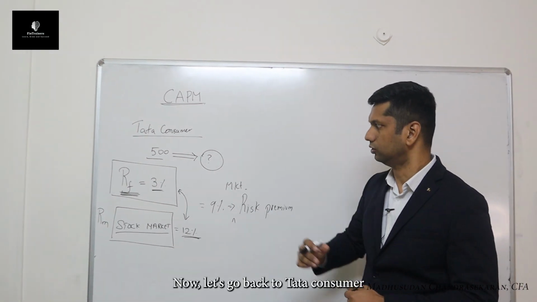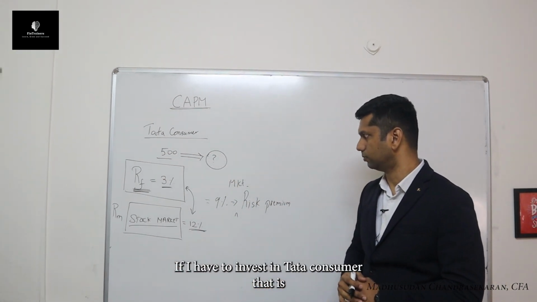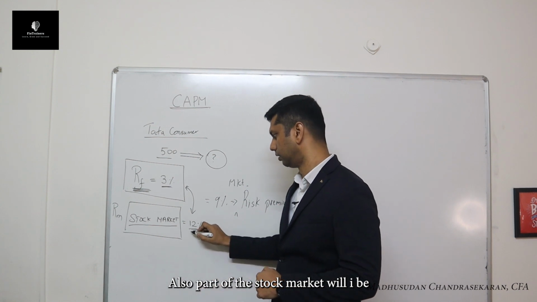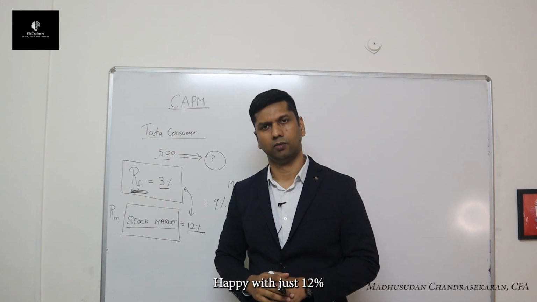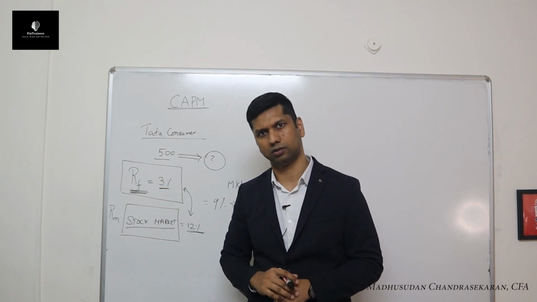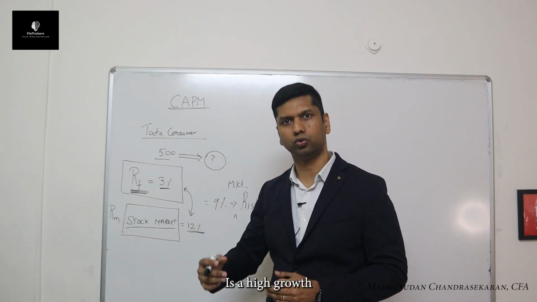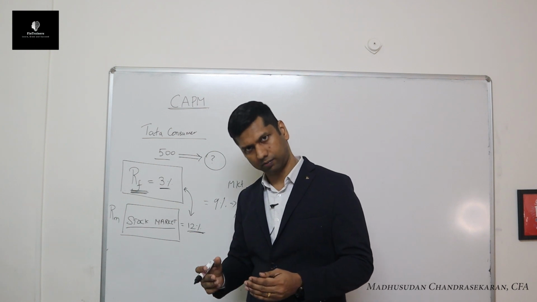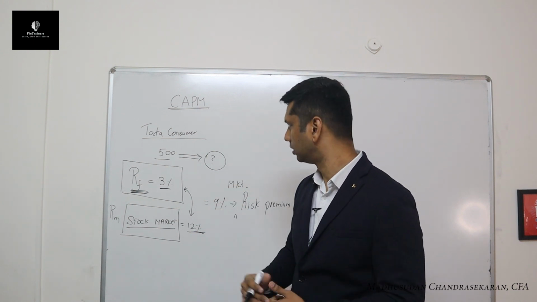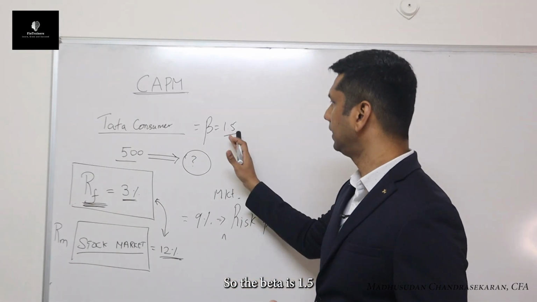Now let's go back to Tata Consumer. If I have to invest in Tata Consumer, that is also part of the stock market, will I be happy with just 12%? Most likely not. Because Tata Consumer is a high growth stock. Its beta, we said, is a measure of the risk, the measure of market risk. So Tata Consumer, let's say its beta is 1.5.